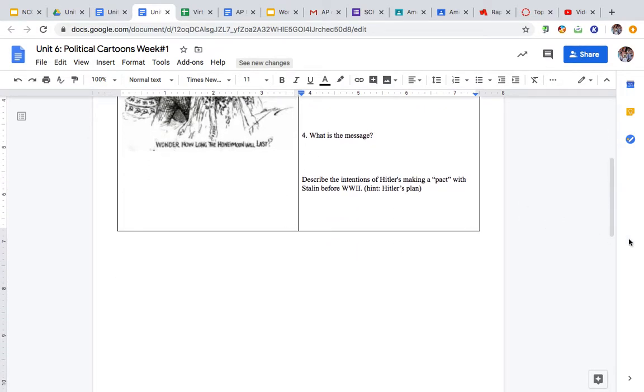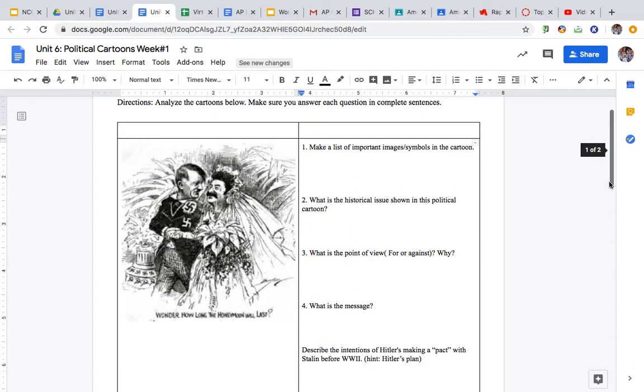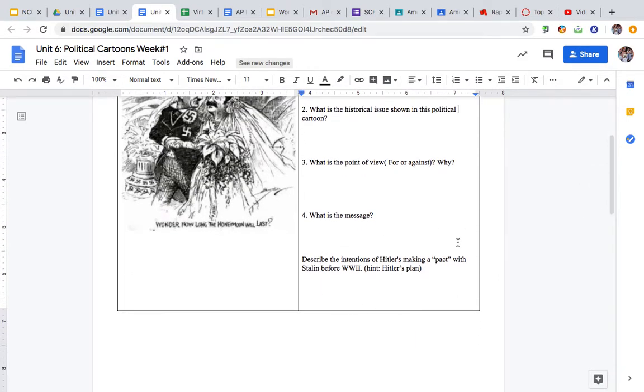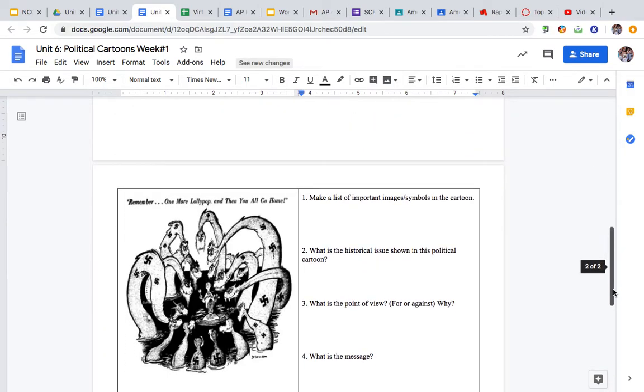Okay, and then based on the vocab term that you should pick, I'll go ahead and give you this one. This one is referring to the Non-Aggression Pact. So what's the intention of Hitler making the pact with Stalin? What is he trying to prevent? What is Hitler's plan with that? Include that in there. That's kind of a bonus question that we talk about in this one.